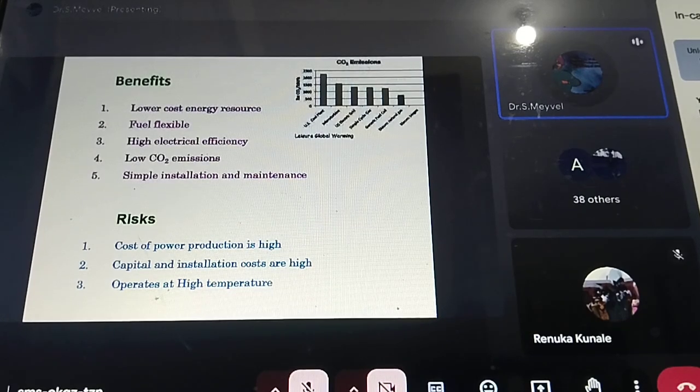The next one is the risks of Bloom Energy. Cost of production is high. Capital and installation costs are high. It operates under high temperature.